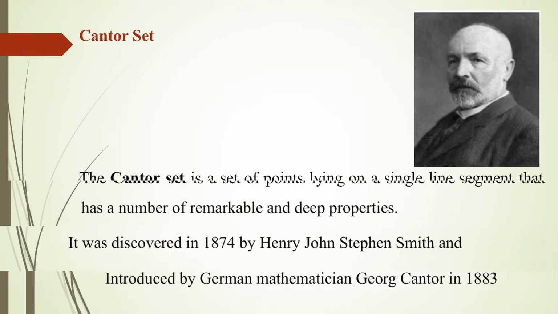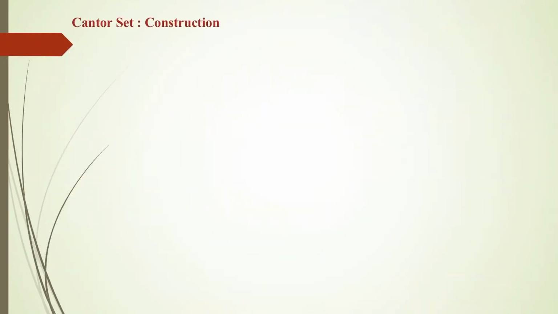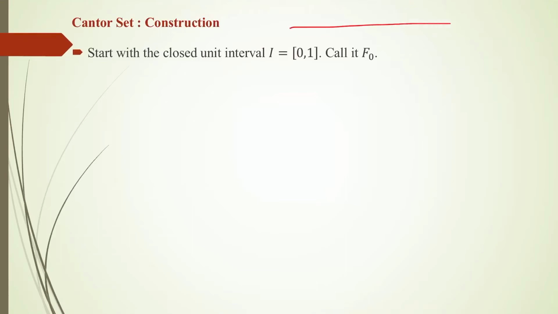1883. Now we will see how we can construct a Cantor set. We are starting with the unit interval, closed interval [0, 1], and for the time being let's call it F0. So we have closed interval [0, 1]. Next, we have to divide this interval into 3 equal parts so that we will get 1/3 here and 2/3 here.